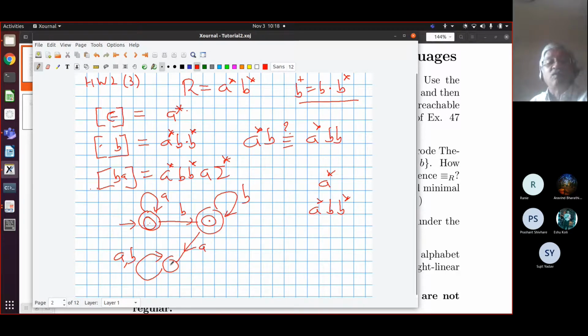And what are the strings which take me here? Well, I have to reach here and then I should do an A. So it is A star, B, B star, A followed by anything. So sigma star, (A plus B) whole star. So these are my three classes, right? So there are two ways of getting this. So you got that?